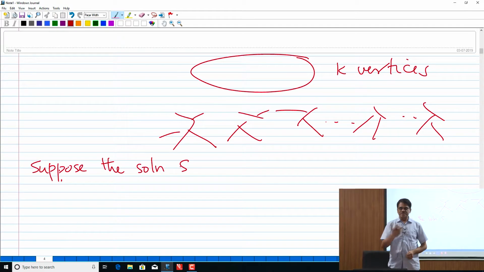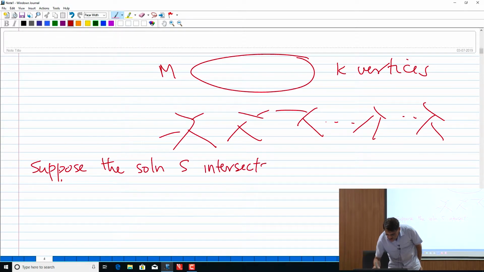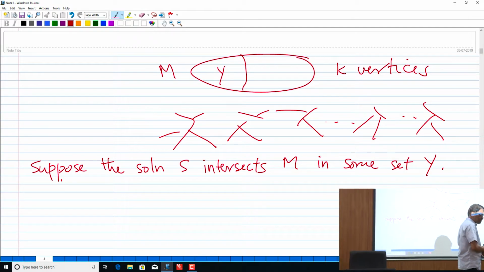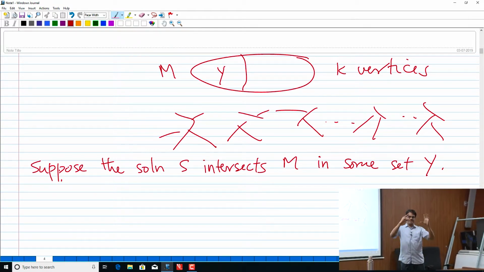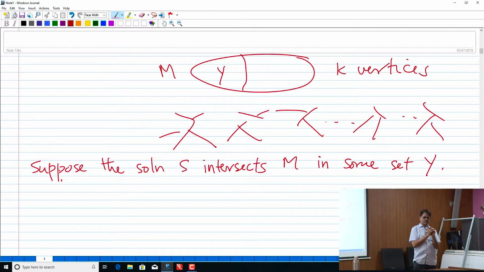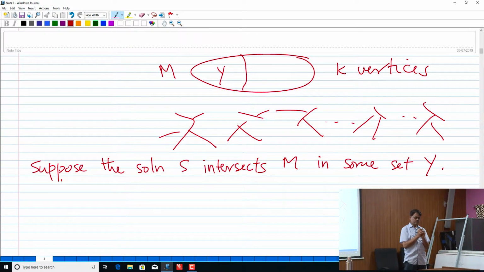Let's say that the solution subset of vertices is S. Call this M, right? M is this modulator, a subset of k vertices whose removal makes the forest. Suppose S intersects M in some set Y. I don't know this Y because I don't know S. I am looking for a minimum vertex cover, and let's say it intersects this modulator in some subset Y. But we will run through all possibilities.